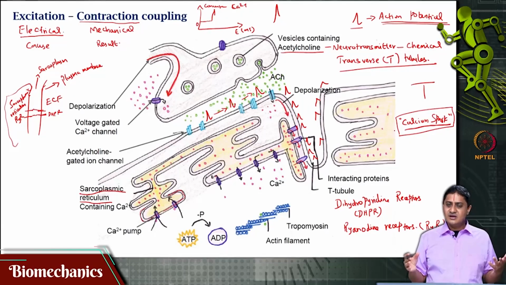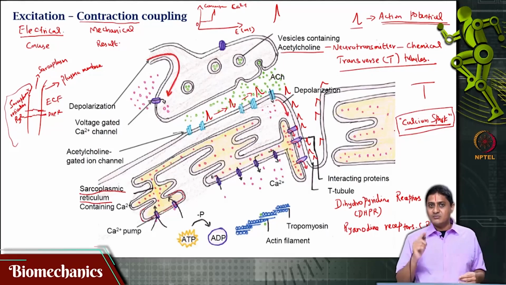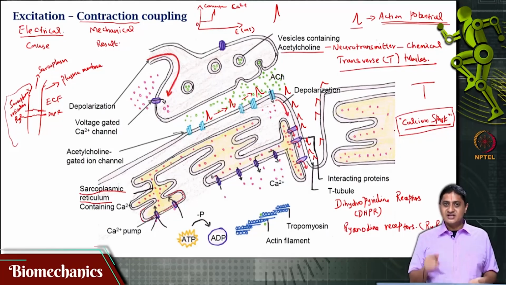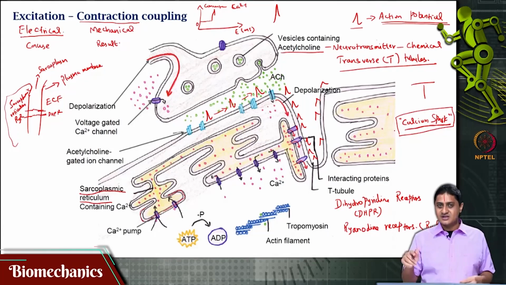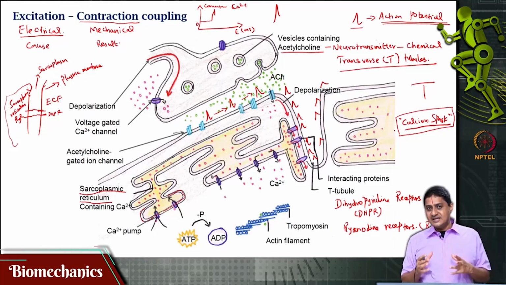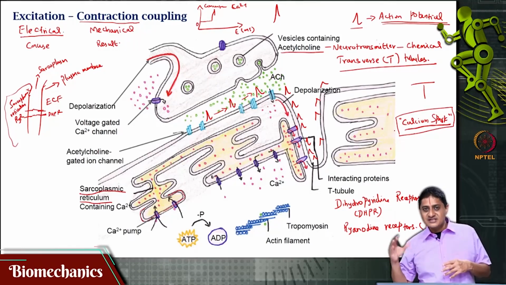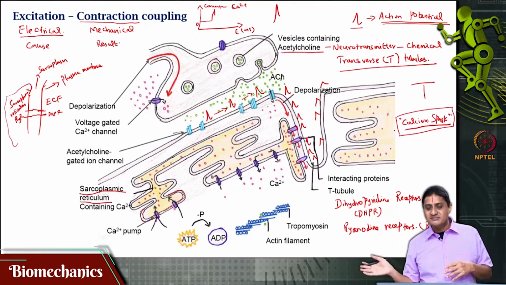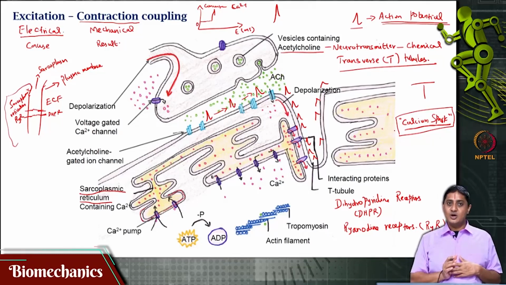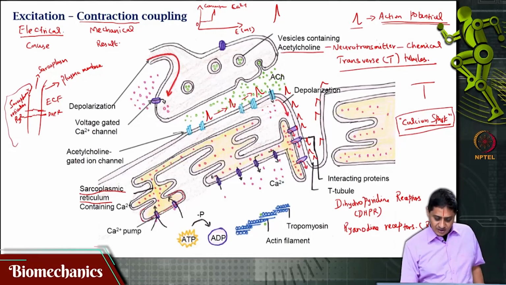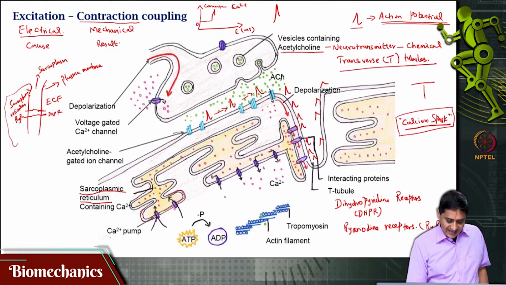Once that is spread, how will it come back to the sarcoplasmic reticulum? It is not like a muscle is a use-and-throw, single-use muscle. Once it contracts, it will have to contract again within a few milliseconds. So there is a need to bring the calcium back from the sarcoplasm into the sarcoplasmic reticulum. How is this achieved? Through a mechanism called the calcium pump.